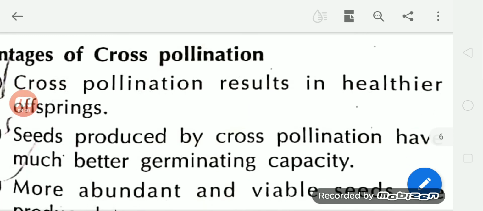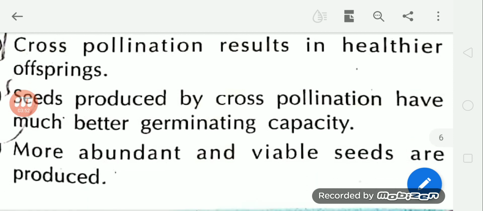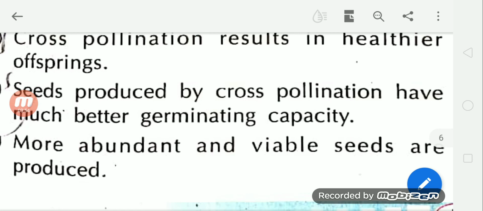Advantages of cross-pollination. Cross-pollination results in healthier offsprings. Seeds produced by cross-pollination have much better germinating capacity. More abundant and viable seeds are produced.